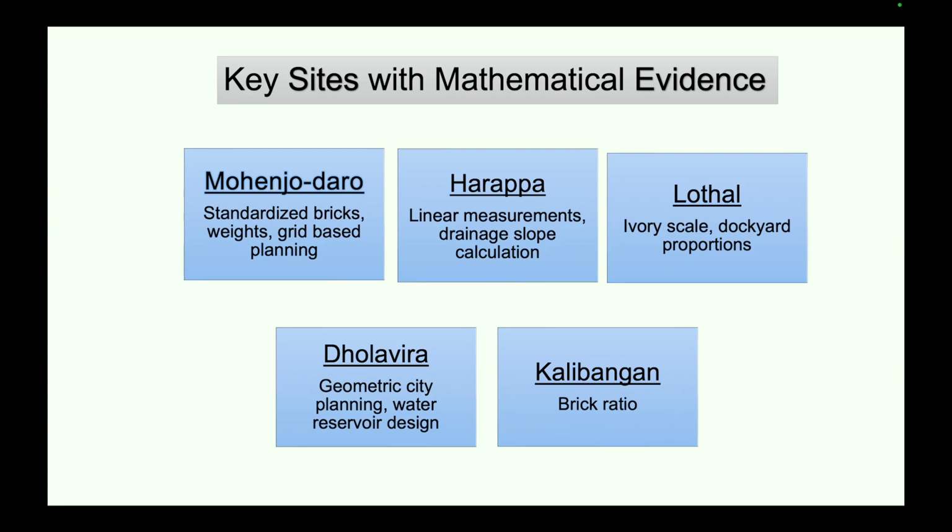The key sites with mathematical evidence are Mohenjo-daro, Harappa, Lothal, Dholavira, Kalibangan, and many more. Standardized bricks, weights, and grid-based planning have been reported from Mohenjo-daro. Linear measurements and drainage slope calculation we can see in Harappa. Ivory scale and dockyard proportions we can see in Lothal. Geometric city planning and water reservoir designing we can see in Dholavira, as well as brick ratio in Kalibangan.